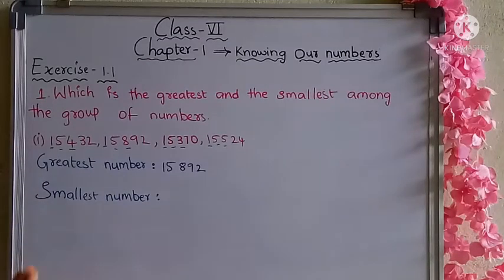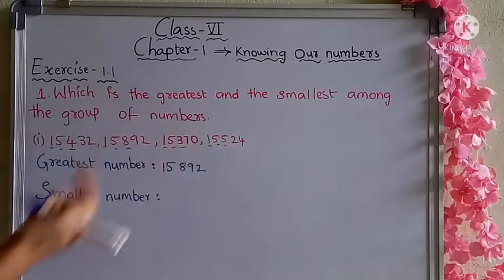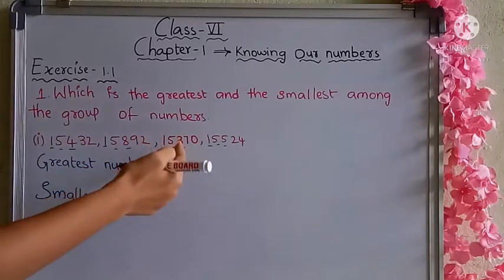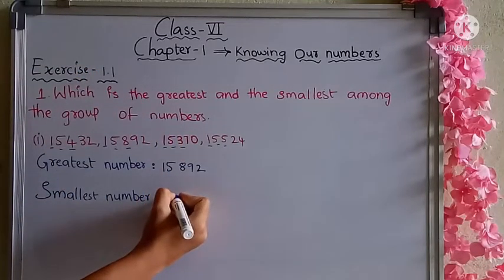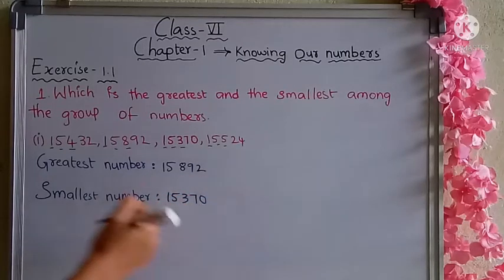And now to find the smallest number, let's start from the hundreds place only. So 4, 8, 3, 5. Which is the smallest among them? Yes, it's 3. So we can say that 15,370 is the smallest number from this group.